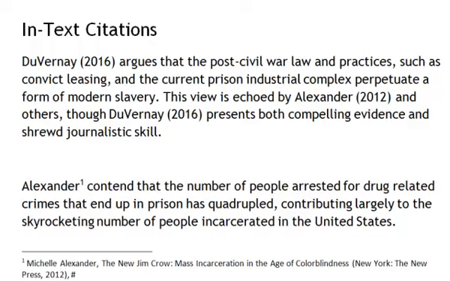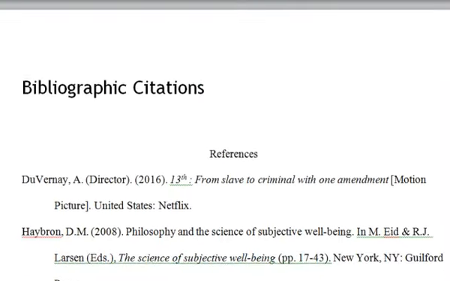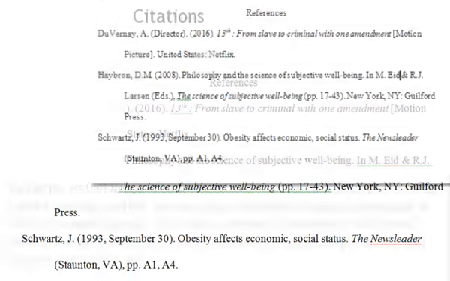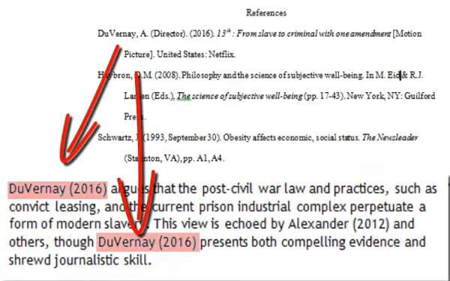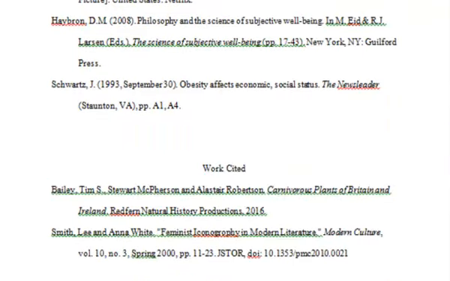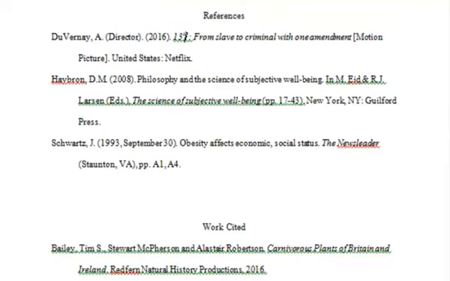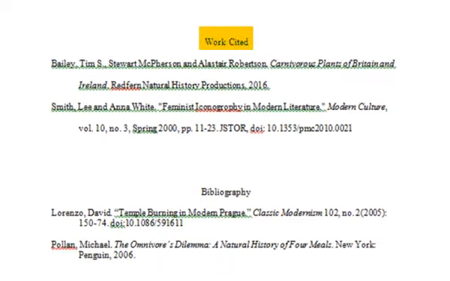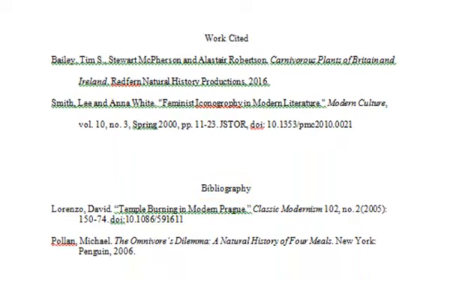Bibliographic citations are longer citations that give you all the information you need to find a source. You need one bibliographic citation per source used, regardless of how many times you cite the source in your paper. Bibliographic citations appear in a section at the end of your paper. APA titles this section References, MLA titles it Works Cited, and Chicago titles it Bibliography. This section should begin on a new page and follow the style guidelines for whichever citation style you are using.